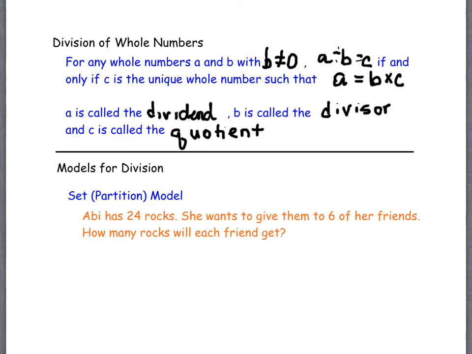All right, so to start with, Abby has 24 rocks. We've done this part before, haven't we? But we had Eli steal them last time, I think. All right, so 24 rocks. She wants to give them to 6 of her friends. How many rocks will each friend get? So to start with, you're going to draw your 24 rocks.